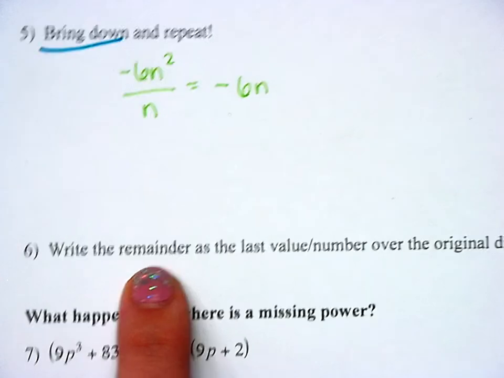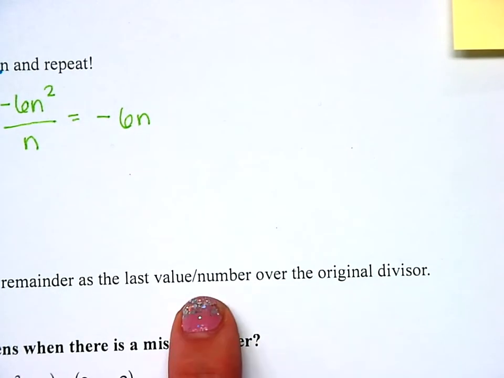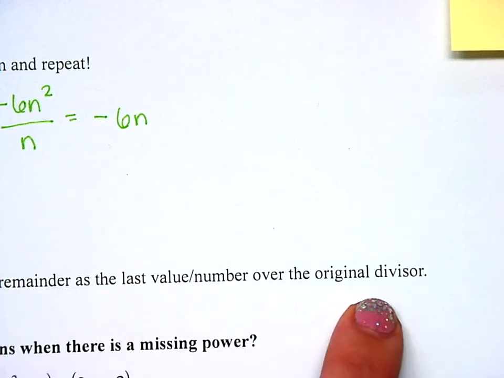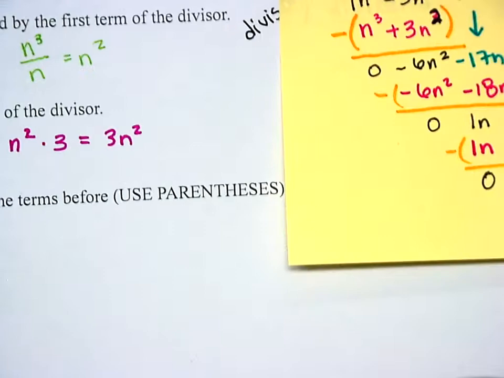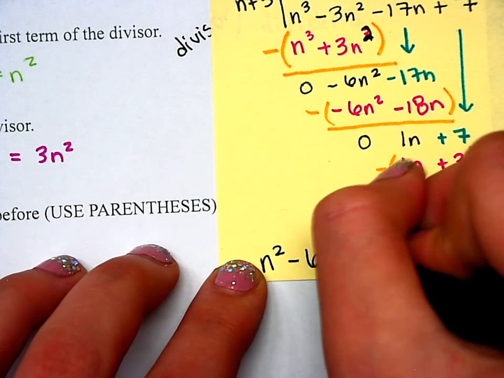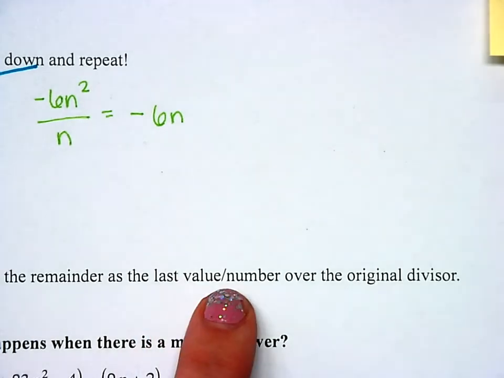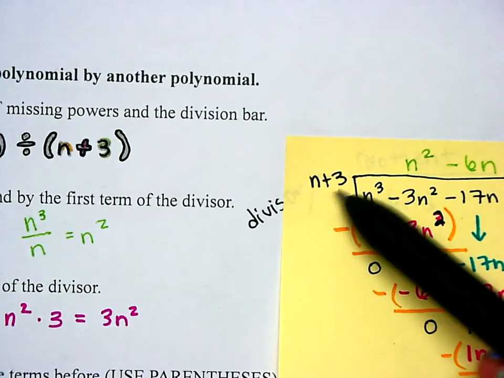So let's look at our steps. The last step is to write the remainder as the last value over the original divisor. Okay, so I'm going to write my answer, n squared minus 6n plus 1. And then using this, you're going to write that last value, which is 4, over the original divisor. So you're going to do plus 4. And then our original divisor was n plus 3.